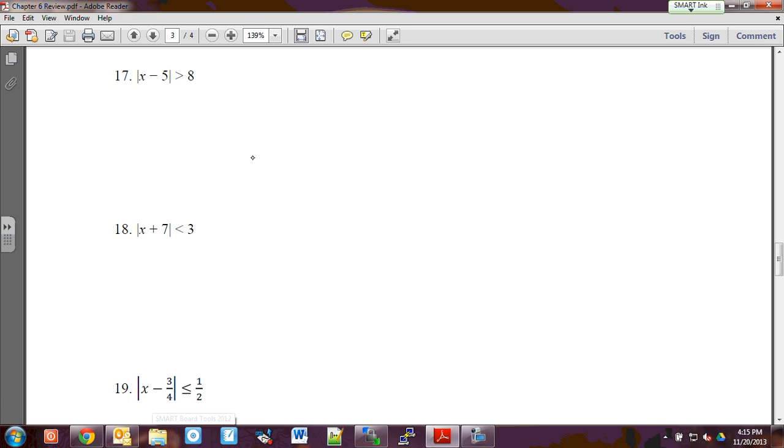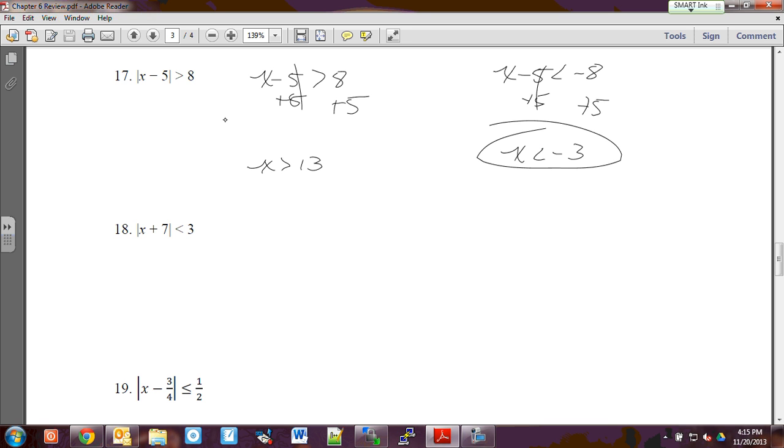All right, x minus 5 is greater than 8. So x minus 5 is greater than 8. X minus 5 is less than negative 8. Plus 5, plus 5. X is greater than 13. Plus 5, plus 5. X is less than negative 3. Okay.